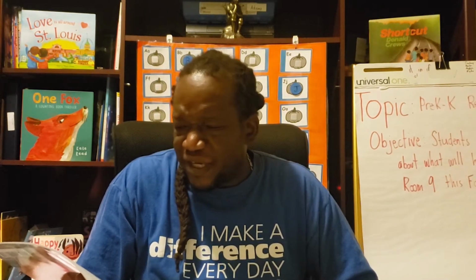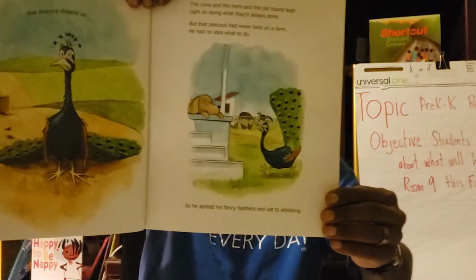that peacock showed up. The cows and the hens and the old hound kept right on doing what they always done. But that peacock never lived on the farm. He had no idea what to do. So he spread his fancy feathers and set to streaking.